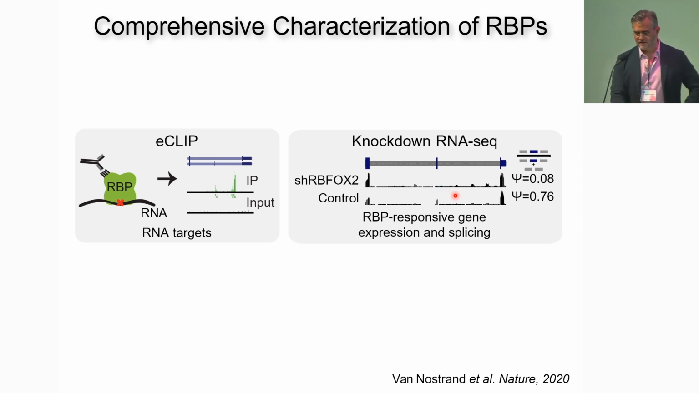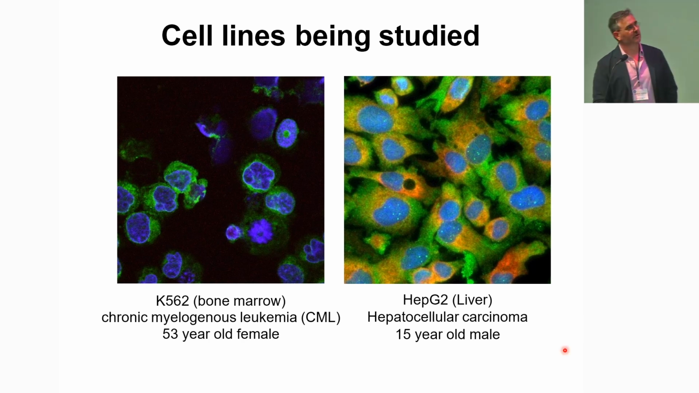So by combining the CLIP data with the knockdown RNA-seq data, we can get not only the binding data, but also the functions of these binding sites. And all the experiments that we're doing are performed in 2 different cell types. These are K562 and HepG2.